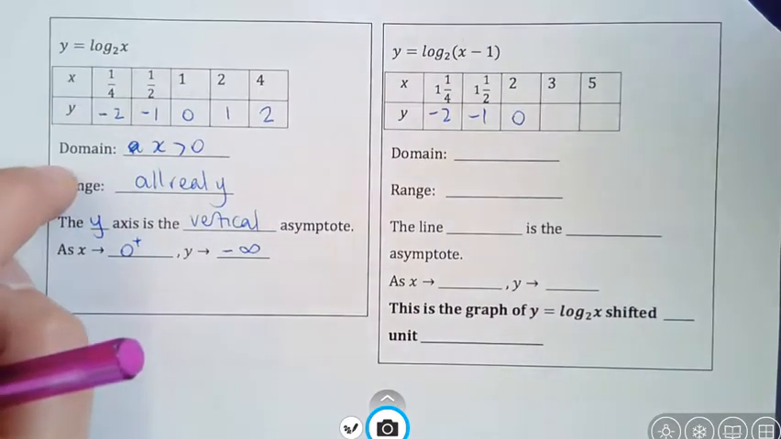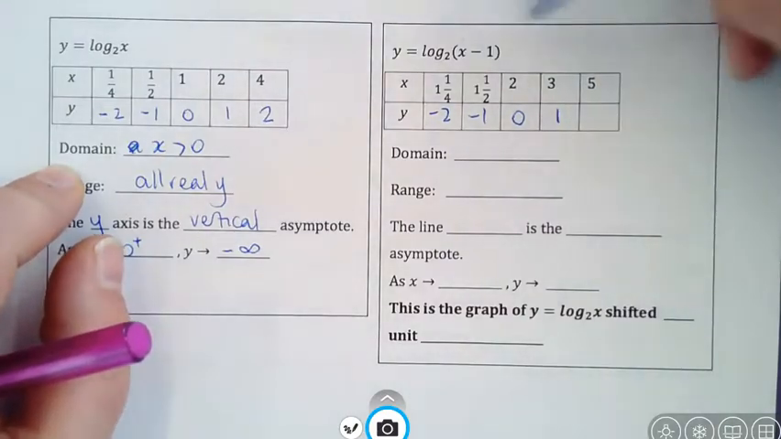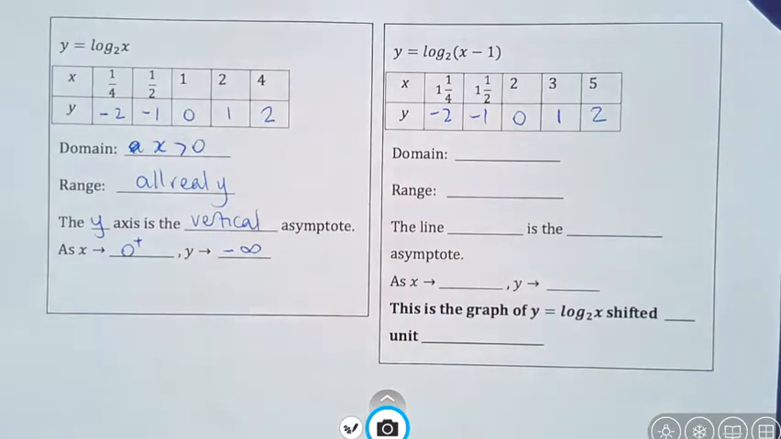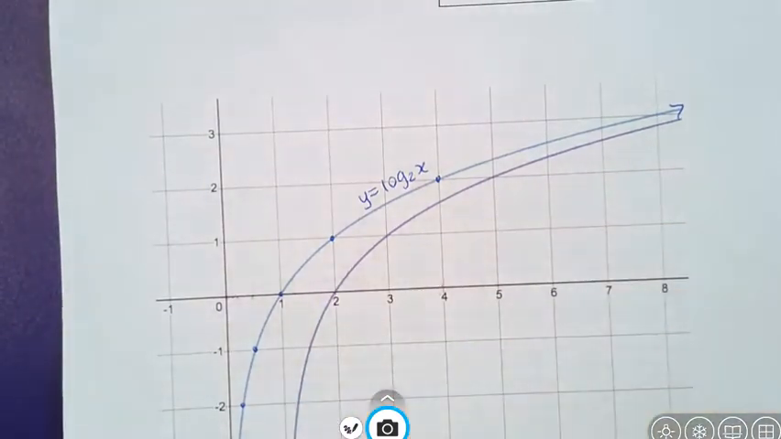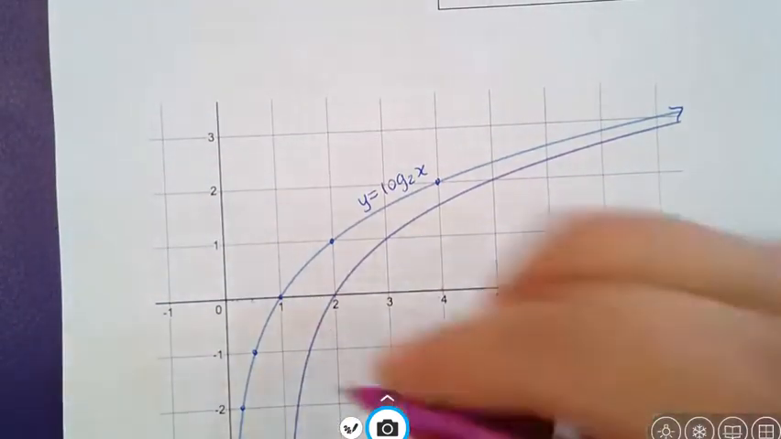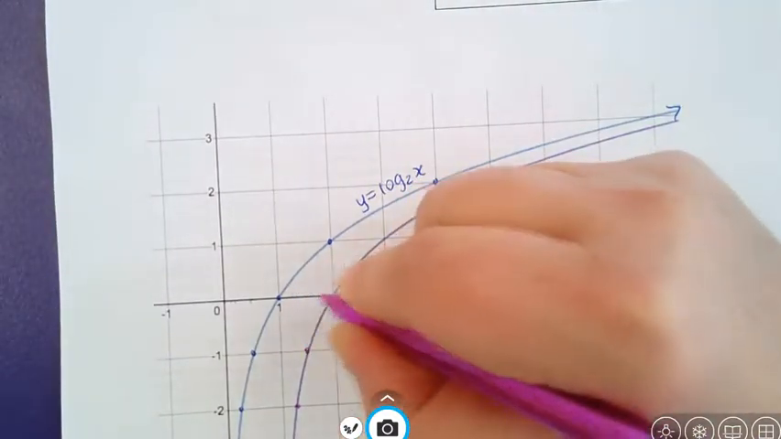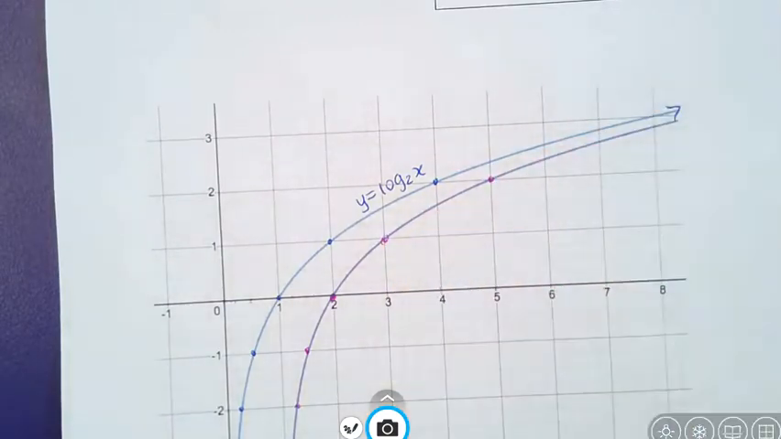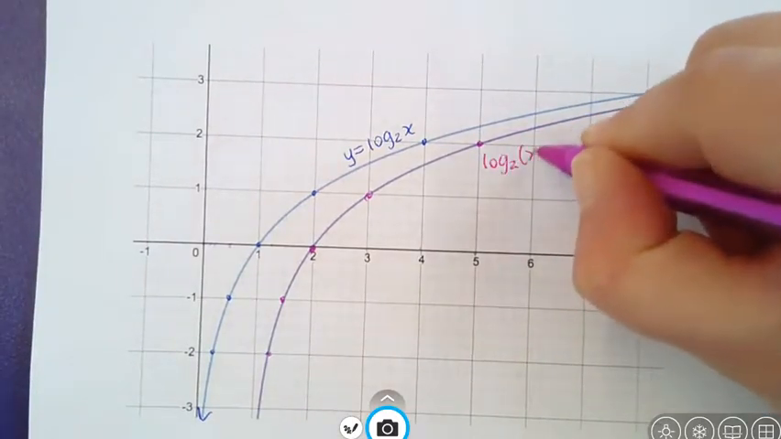What's the next one? When x is 3, 3 minus 1 is 2, and 2 to the power of 1 is 2. When x is 5, 5 minus 1 is 4, and 2 to the power of 2 is 4. Okay, so if you were to sketch those, 1 1/4, put the dots on your graph so that I know that you've done it. 1 1/2, negative 1; 2, 0; 3, 1; 5, 2. All good? So this one is log to the base 2 of x minus 1.